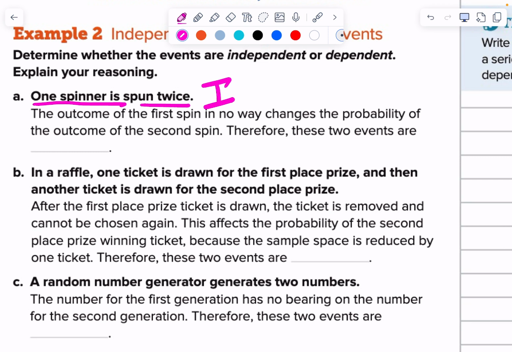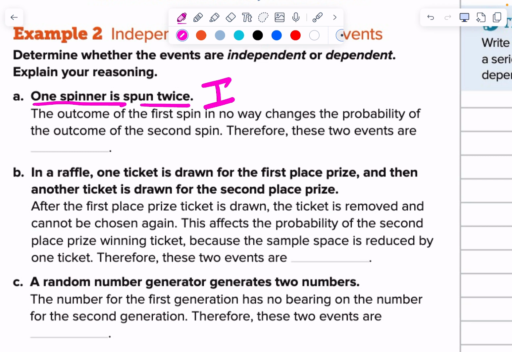Okay, B. In a raffle, one ticket is drawn for first prize and then another ticket is drawn for a second prize. This one's hard. Independent or dependent? Dependent. Because you take out the ticket that was drawn. And you don't put it back. Now, they don't say whether they put it back or don't put it back. So which one do we assume? It is removed. It cannot be chosen again.